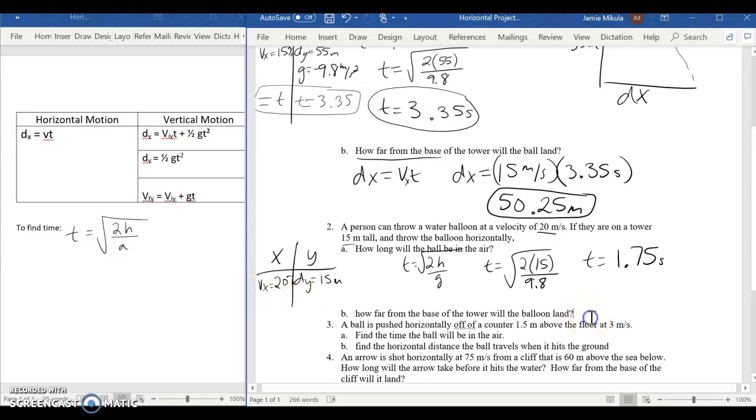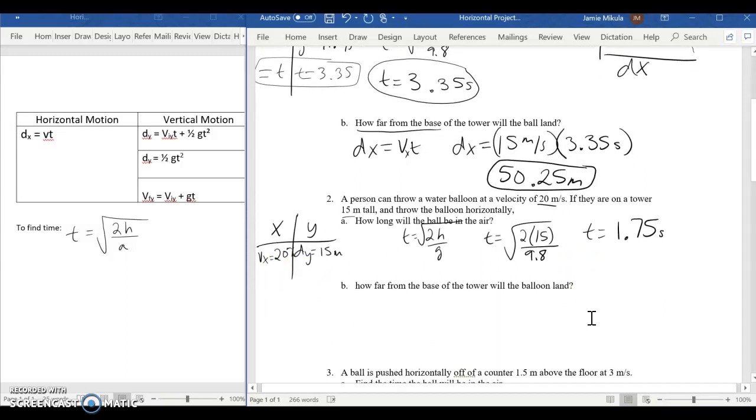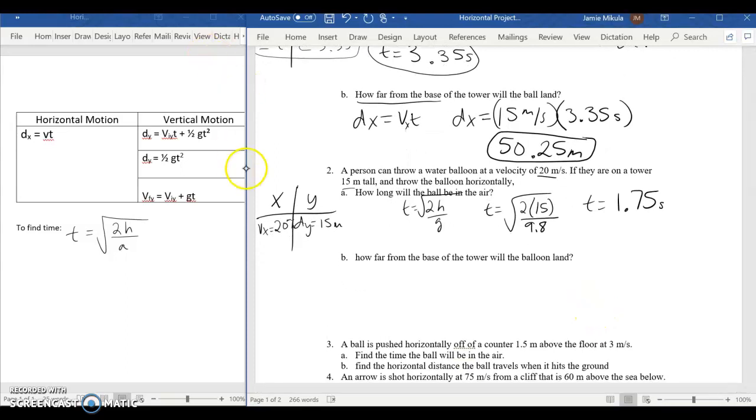And then I can take that information down here to this question and say, well, how far from the base? Remember, we're solving for dx. The only formula we have for dx is dx equals vx times t. dx we don't know. vx right here is 20. t was 1.75. So 20 times 1.75 is 35, and it's a distance, so it's 35 meters.